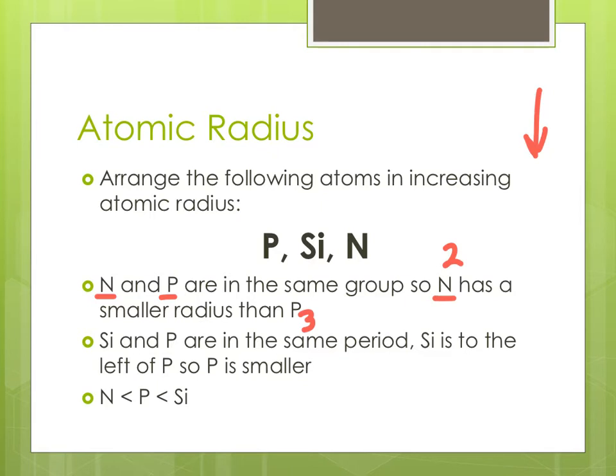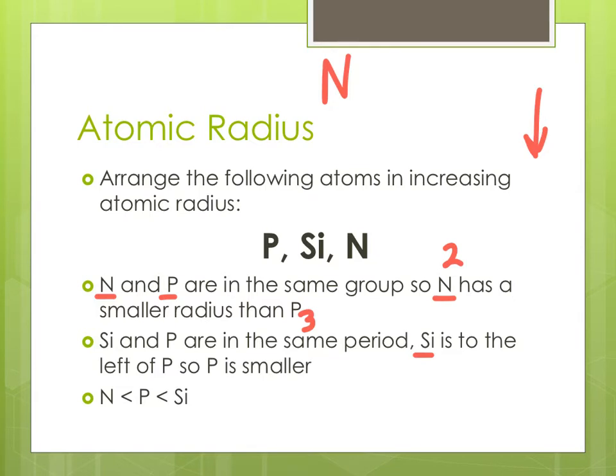Then we can compare silicon and phosphorus. Silicon and phosphorus are in the same period. So we know for sure that nitrogen is going to be the smallest, but now we need to figure out which order the phosphorus and silicon are in. And so because they're in the same period and silicon is to the left of phosphorus, silicon has the larger radius, so phosphorus is also smaller.